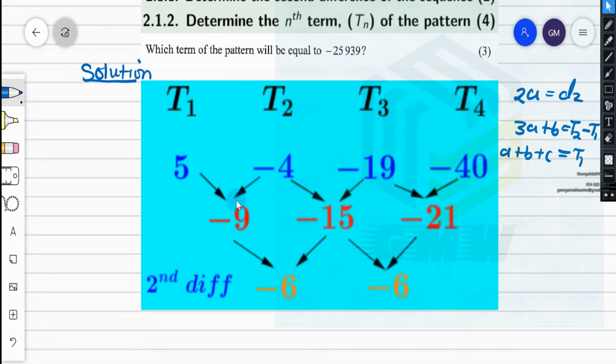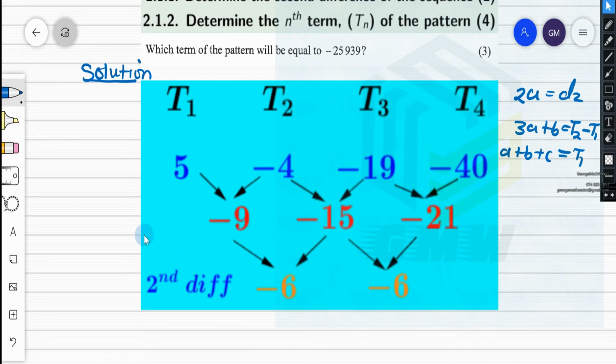Now, first difference in maths means subtraction. So we are going to say the term minus the preceding term. That's how we get this. For example, minus 4 minus 5, you will get minus 9. That's how I got this number. Then minus 19 minus 4, the use of a calculator can also help here, you will get minus 15. If you say minus 40 minus 19, you will get minus 21.